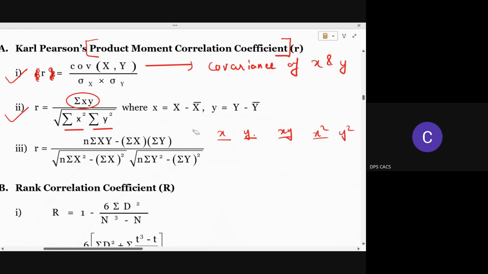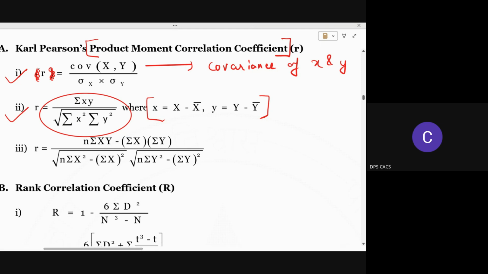Because this formula is giving you a condition, and in that condition they are saying that x is not x. X is x minus x bar. X is deviation. Deviation of x means x minus x bar, and deviation of y means y minus y bar. Sir, what is the problem with this condition? The problem is that now whatever you are seeing is not actually x and y. They are x minus x bar and y minus y bar.